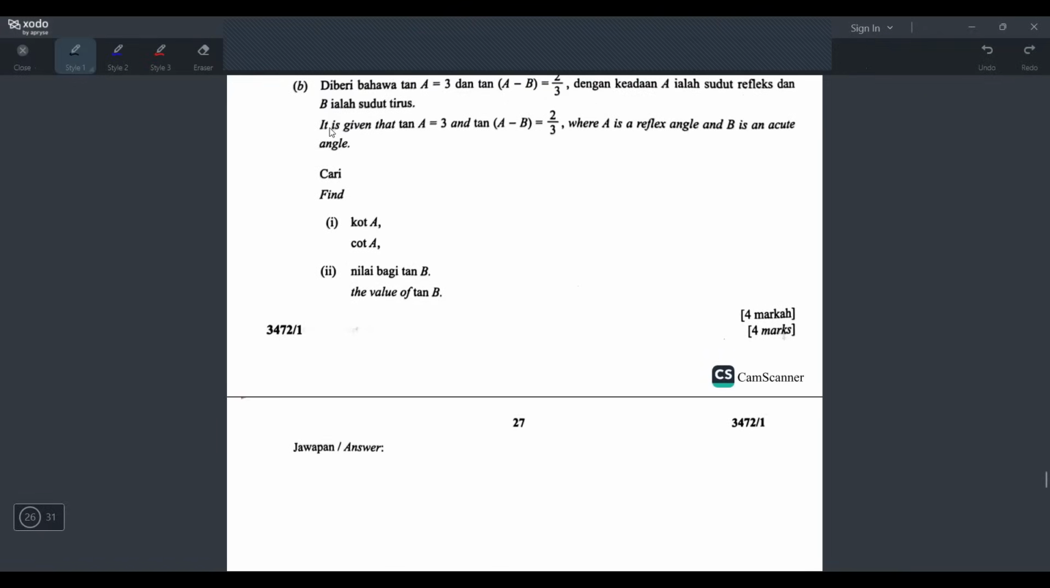Okay, all right, soalan B. It is given that tangent A equals 3, tangent A minus B equals to this, where A is a reflex angle, B is an acute angle. I already know this question. I need to draw first. Yeah, you need to locate. If you don't locate, you cannot do.